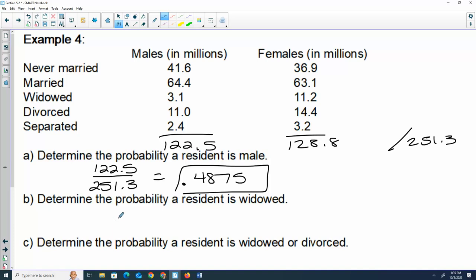The probability a resident is widowed. What do I have to do? Add up my male and female. Out of the total.